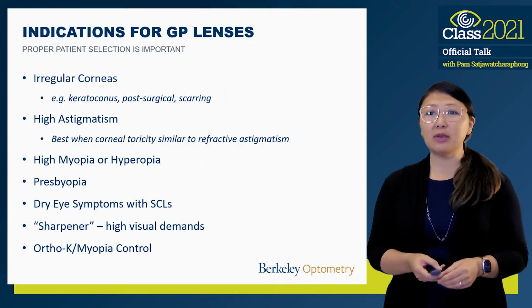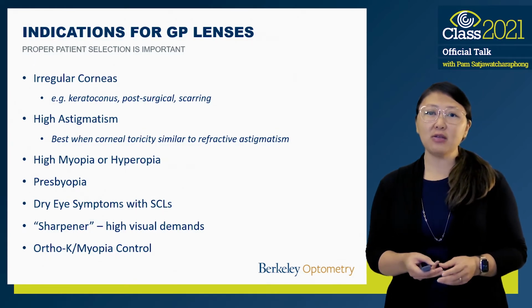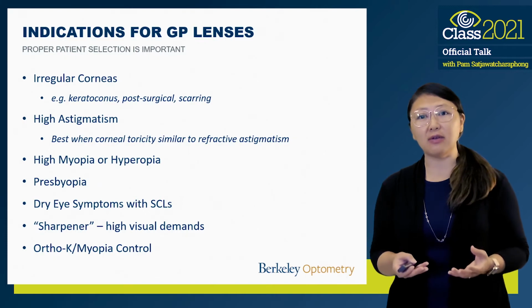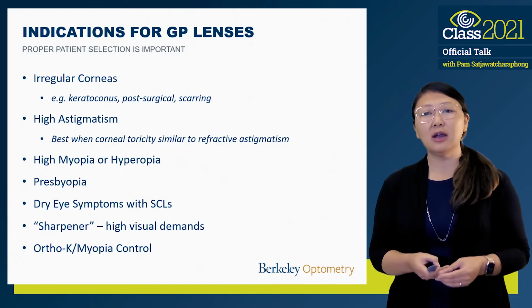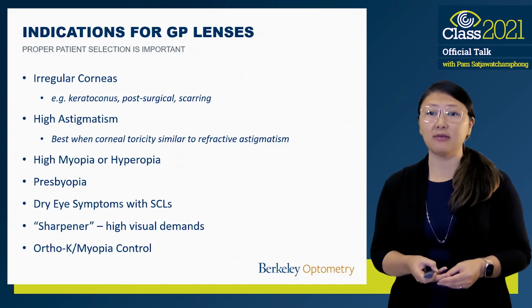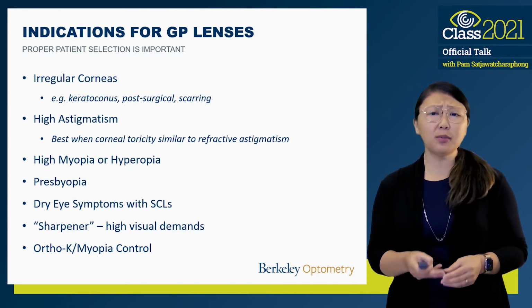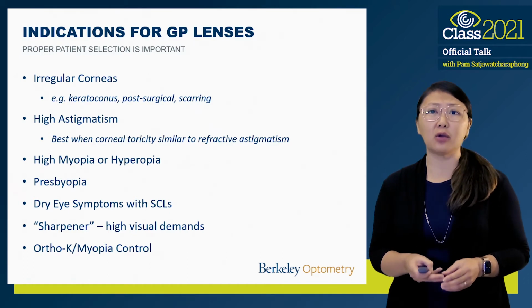You may also have patients with high hyperopia, high myopia, or presbyopes who have vision demands where they really want crisp vision without having to wear any glasses. Dry eye symptoms may be worse with soft contact lenses than GPs. And you may have patients who don't have a very high or unusual refractive error, but they have high visual demands and feel that they're not being met by the options available in soft contact lenses. And of course, we still have patients in orthokeratology who may be using it for myopia control. For the purposes of today's lecture, we'll be focusing on regular corneas.